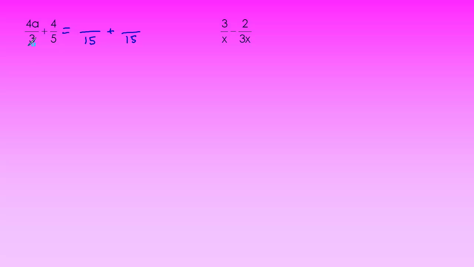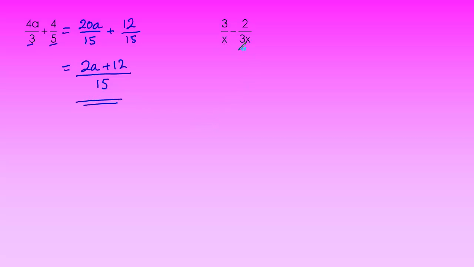What have we done to the 3 to get 15? We multiplied by 5, so we need to multiply the numerator by 5, so that's going to give us 20a. For the 5 we multiplied by 3, multiply the top by 3, and that gives us 12, and then put that together as a single fraction, 2a plus 12 over 15.